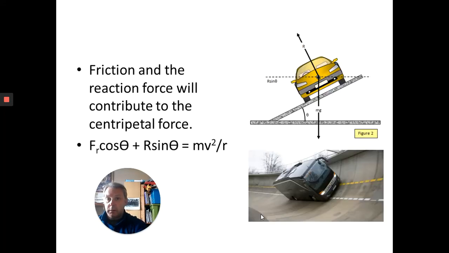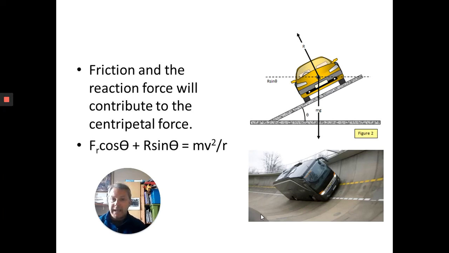Second scenario is a car going round a bend. Now, normally, going round a road that was just flat on the ground, the component would just be caused by the friction of the road. So F would equal mv squared over r, where F would be the size of the force of friction.